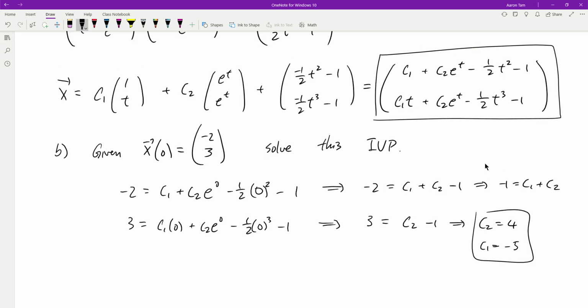So now I can actually write out my answer. Vector x must equal negative 5 plus 4 e to the t minus 1/2 t squared minus 1, and negative 5t plus 4 e to the t minus 1/2 t to the third minus 1. If you plug in 0, you can see that it will be 4 minus 1, which is 3. And then for the other, it will be negative 5 plus 4 minus 1, which is negative 2. So that's pretty good.